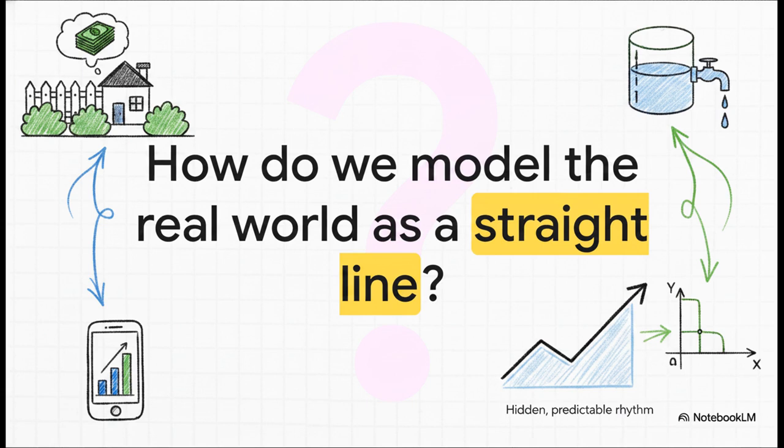Because whether you're pricing out a huge expanding landscaping project, tracking your mobile data month over month, or measuring the dropping water level in a massive industrial tank, these totally different events actually share a hidden, highly predictable rhythm. And by the end of this explainer, you're going to see exactly how we capture that rhythm.